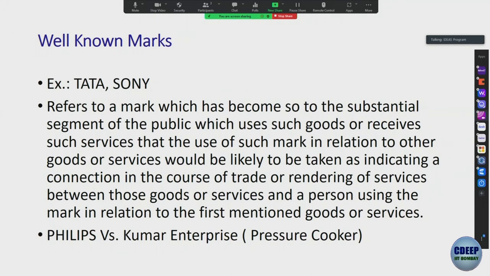But Philips said, look, we are a well-known mark worldwide. The moment you use the word Philips, every customer will assume that it is coming from us, and it affects our reputation. The quality is not our mark, not our product. We are not responsible for service or warranties or anything. So, it is affecting our business. So, you cannot use well-known marks.